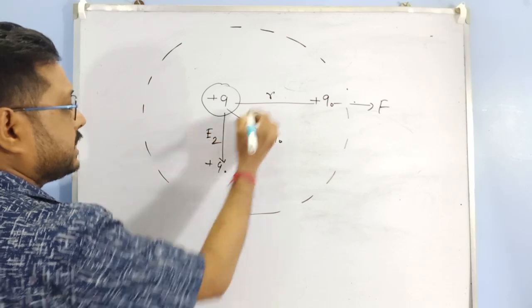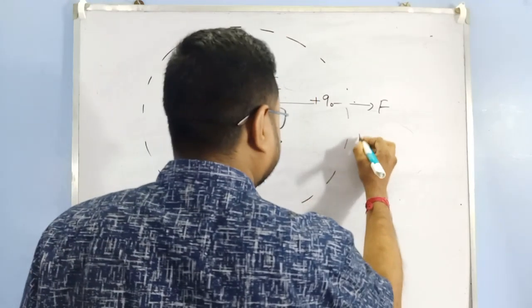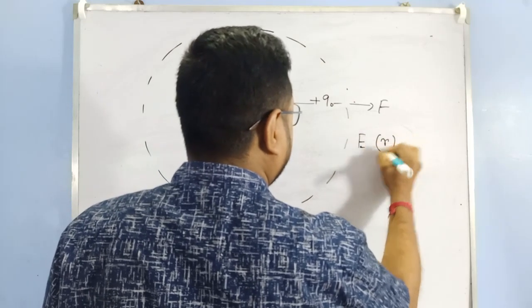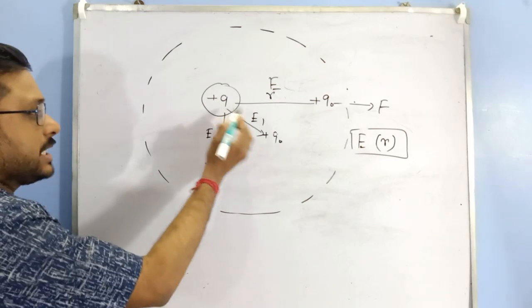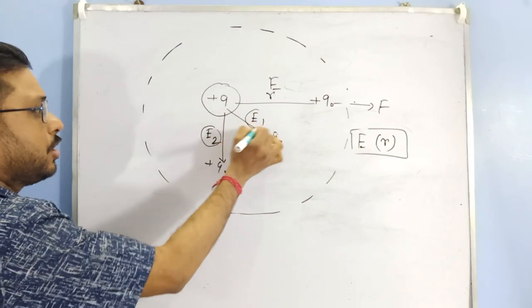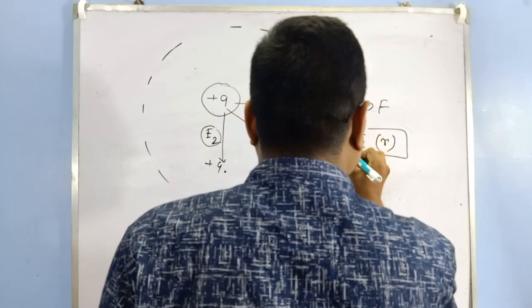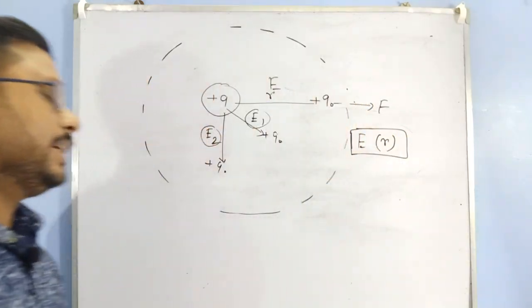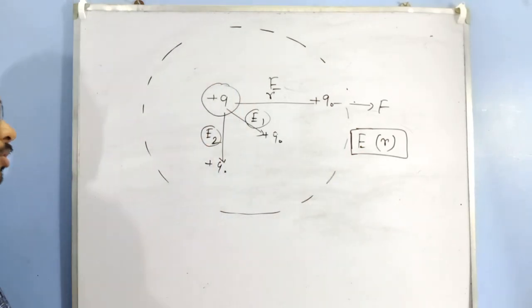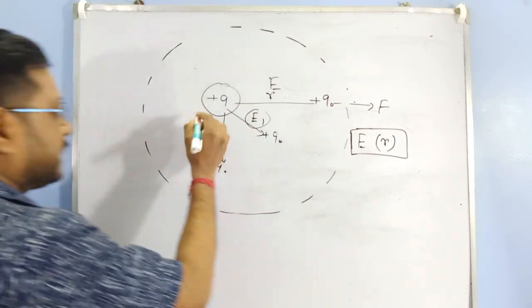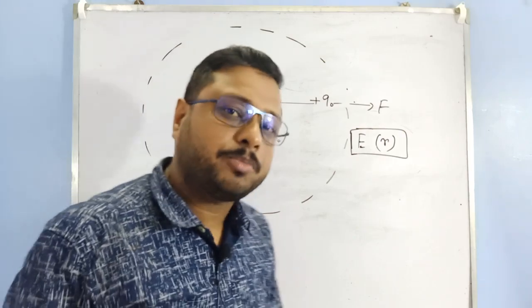If this is E1, this is E2, this is E, the electric field intensity will be different. Electric field intensity is a function of R. So when the distance from the source charge changes, the magnitude of electric field intensity always changes, so electric field intensity is called a vector quantity. It is a function of distance R from the source charge. Also, from the electric field definition, we can now derive the expression for electric field.